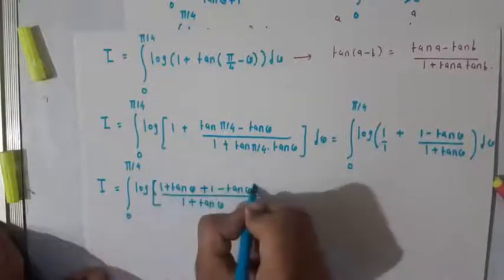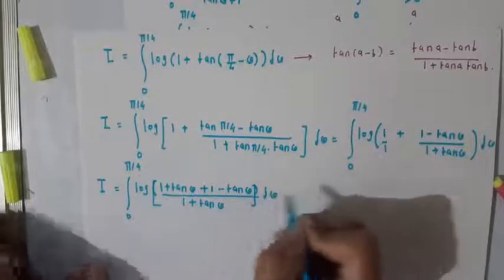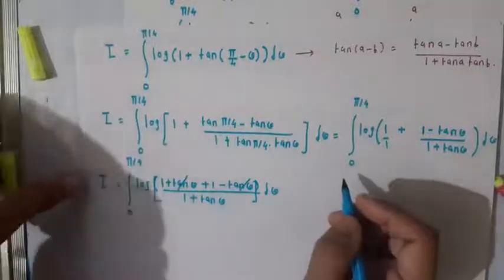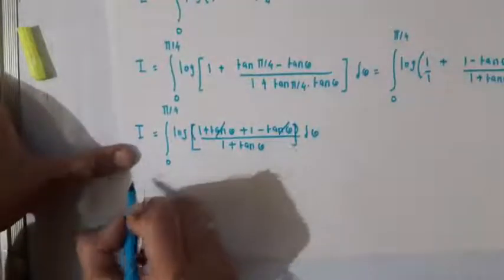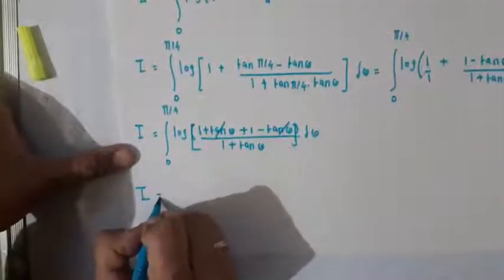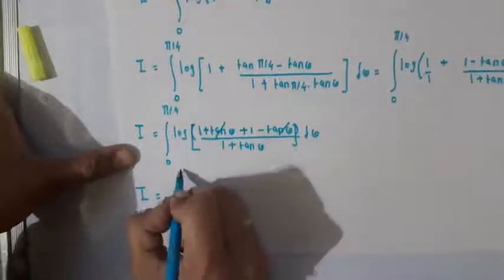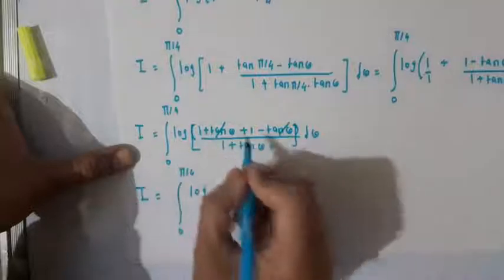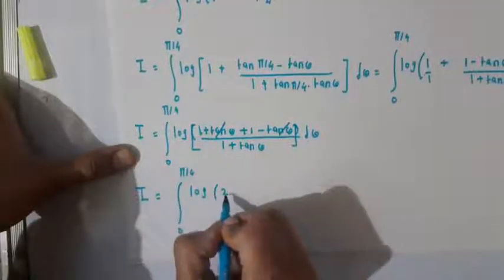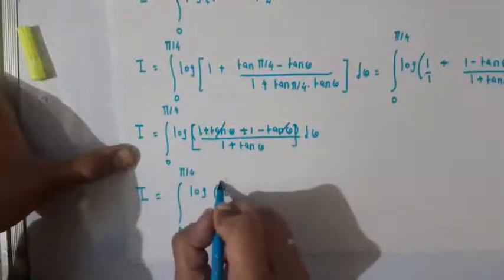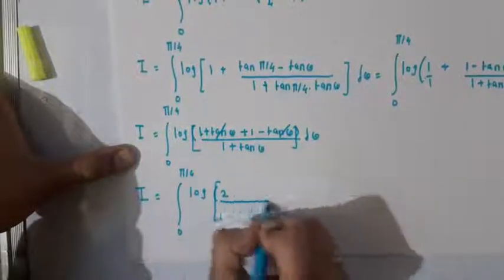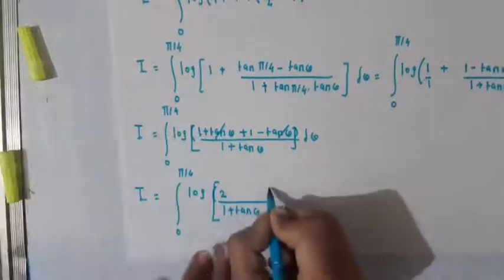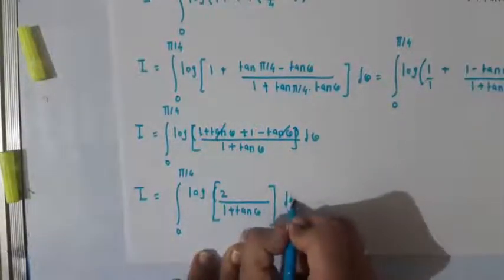Okay, this is equal to, with respect to theta, plus tan theta minus tan theta get cancelled, and now we have the integration I equal to 0 to pi by 4 log of 1 plus 1, that is 2, log of 2 upon 1 plus tan theta with respect to theta.